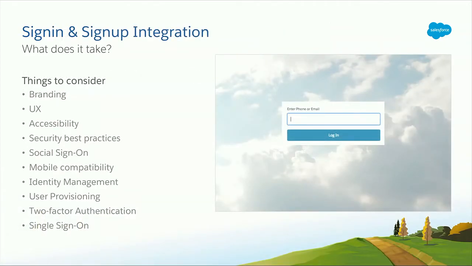Many of these login and sign-up screens look very simple, very clear, but don't let that confuse you, right? There are a lot of things that you need to take into consideration when you're building or integrating sign-in and sign-up processes into your application. Starting with things like branding, UX, accessibility, and following with things like security best practices, mobile compatibility, social sign-on. And that's even without mentioning all the identity aspects of sign-in and sign-up, right? Where do you manage your user identities? Are you provisioning new users, single sign-on, etc., etc.?